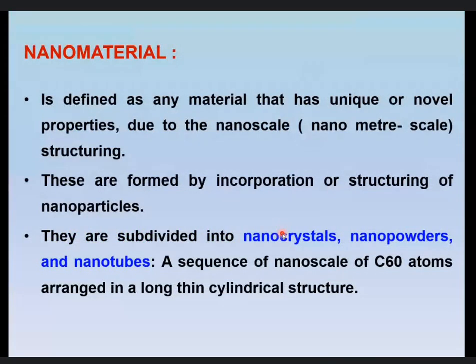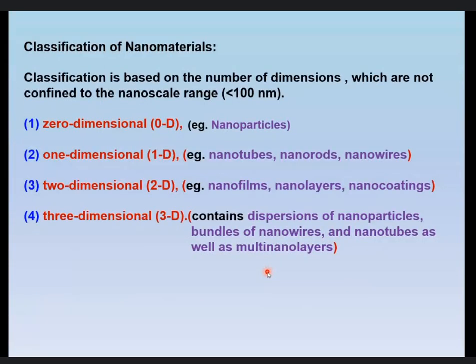Okay. Apart from this, they are subdivided into nanocrystals, nanopowders, and nanotubes. As I go forward, these classical nanomaterials are sometimes called 0-dimensional, which is nanoparticles, then 1-dimensional: nanotubes, nanorods, and nanowires; 2-dimensional: nanofilms, nanolayers, and nanocoatings; and 3-dimensional: dispersions of nanoparticles, bundles of nanowires, and things like that.